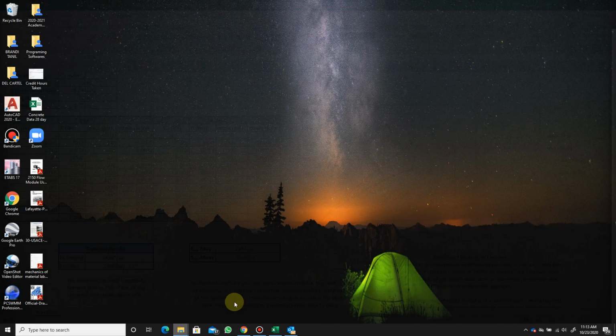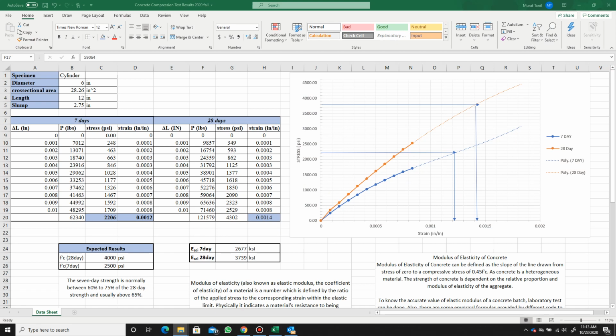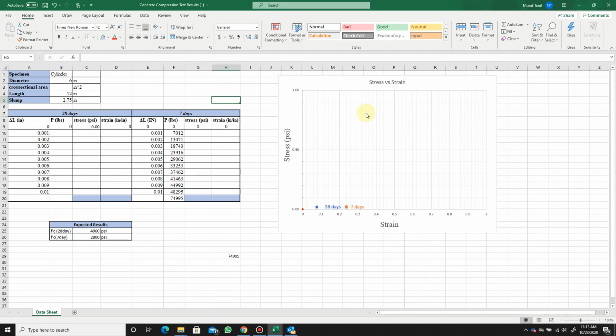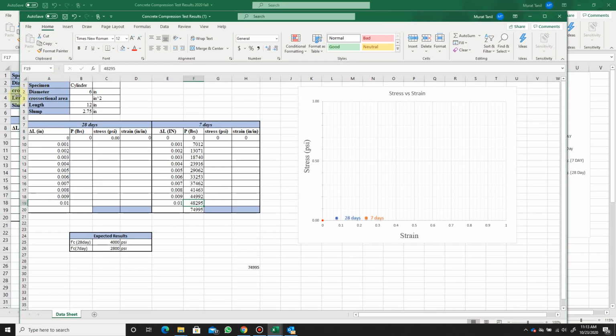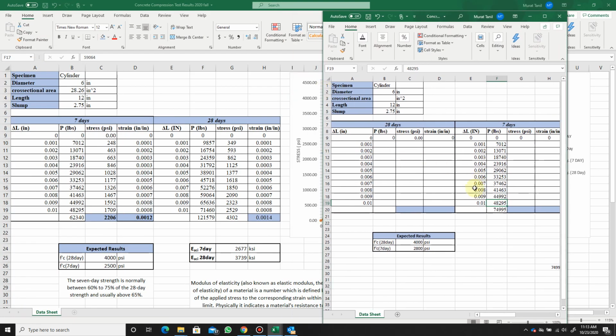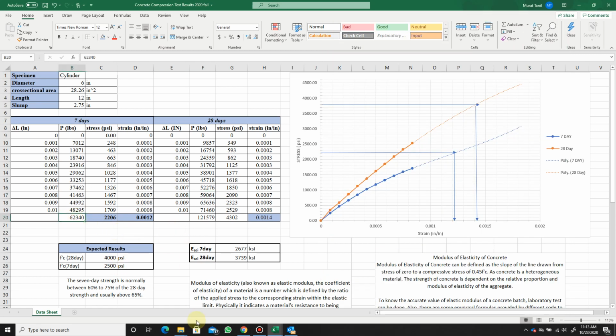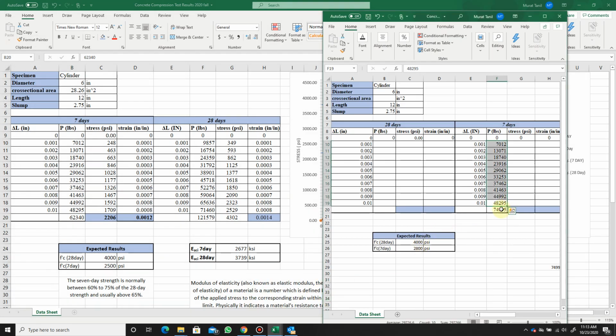And let's see one more thing. I want to see what is different on the spreadsheet that was given to you. So I believe the only thing that was different was the maximum applied load. As you can see, these numbers are the same, but the only number is this one, 62,340.